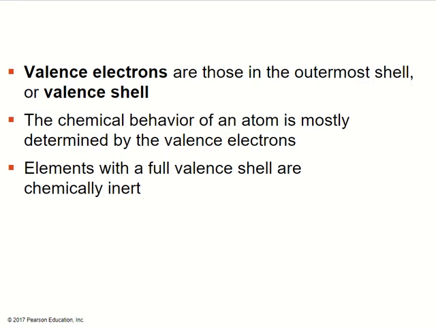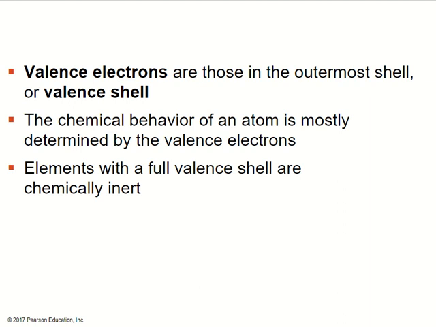Valence electrons are the outermost electrons, and these are what are involved in most non-nuclear chemical reactions. These are the electrons that get transferred during a typical chemical reaction, whether you're dissolving salt in water or you are combusting a log in fire. The chemical behavior of an atom is mostly determined by the valence electrons.